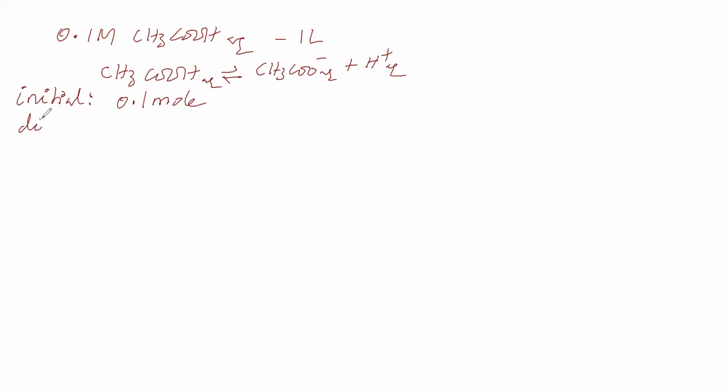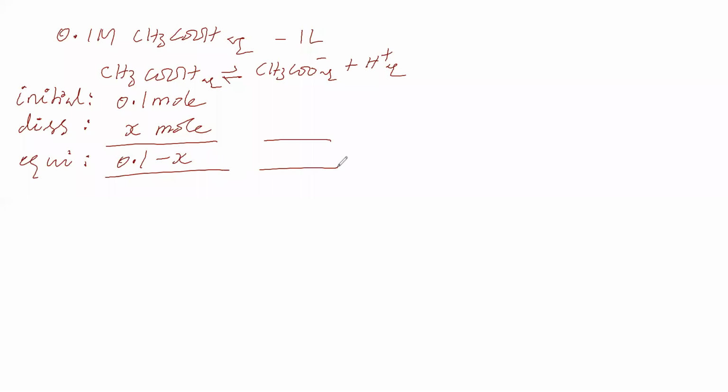It is undergoing dissociation. Acetic acid undergoes dissociation of x moles because it is a weak acid. It will not undergo complete dissociation. So at equilibrium, the acetic acid remaining is 0.1 minus x moles. Since x moles of acetic acid undergo dissociation, you are getting x moles of acetate ions and x moles of H plus ions.